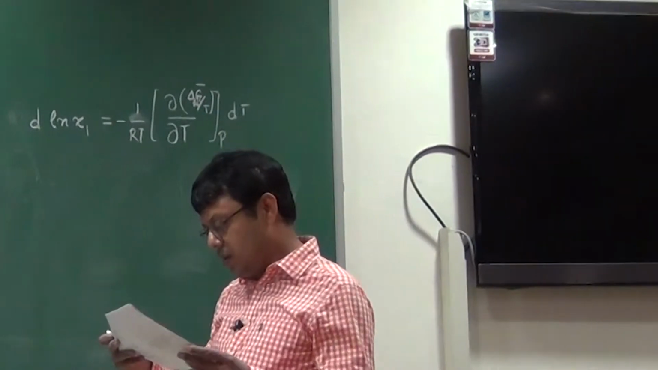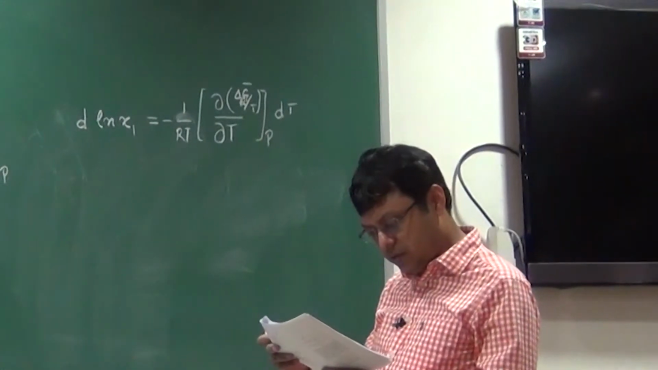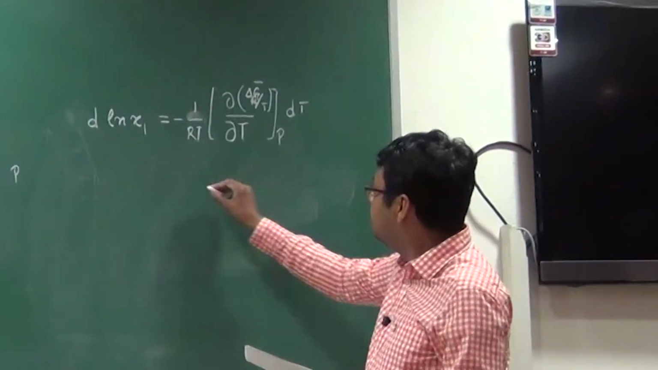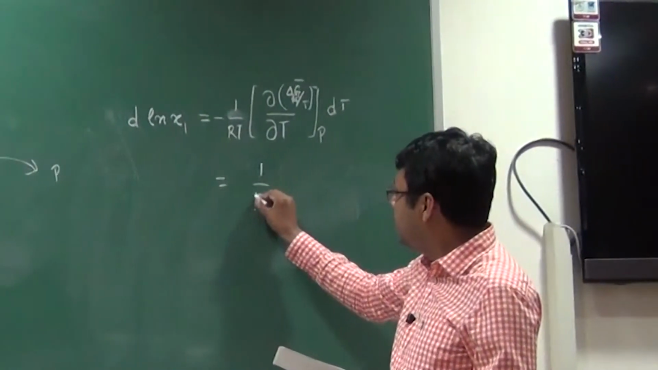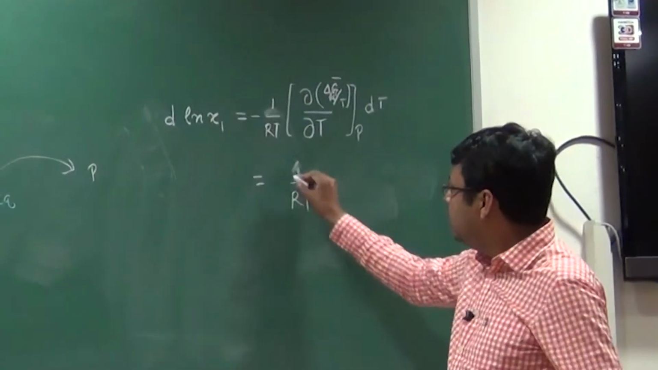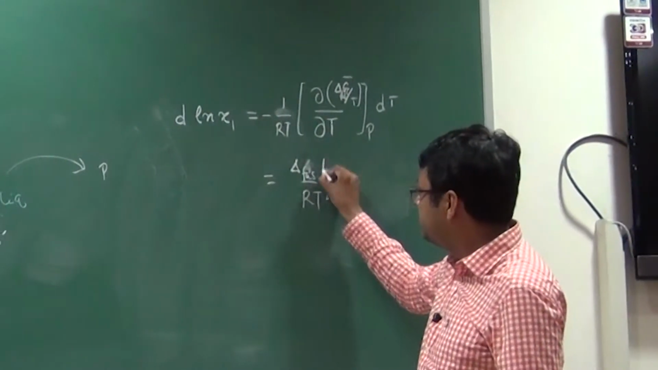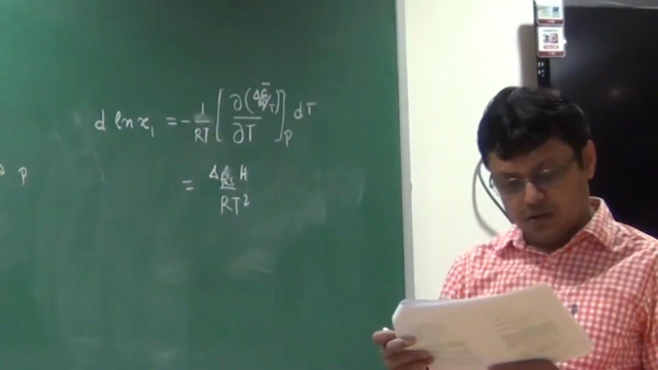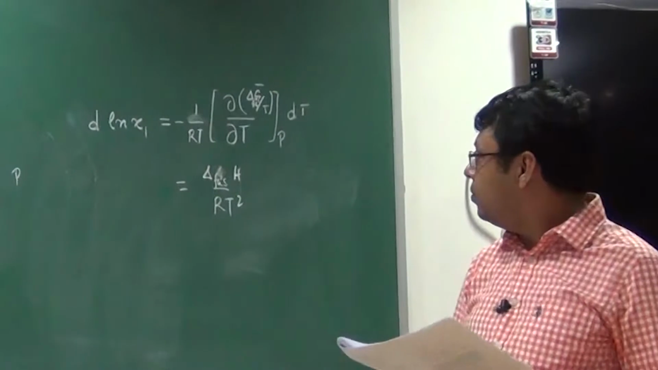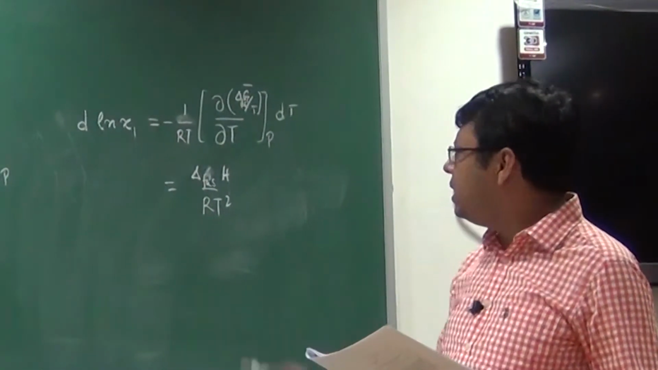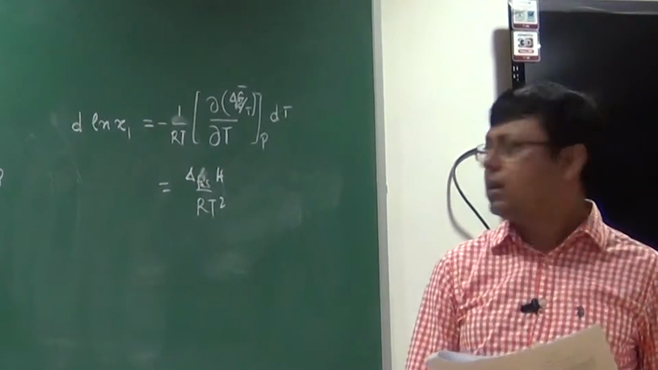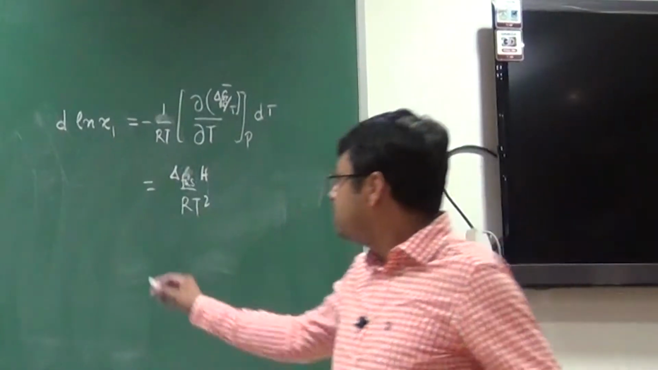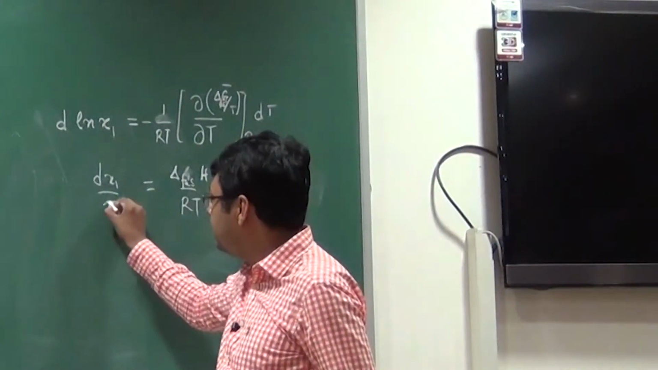So what we will have finally is, let me check the notation here. Yeah, that's fine. It is 1 over RT square, and I have delta fusion H. Clear? Now we can actually integrate it, basically between the two limits. Now d ln x you already know what it is. It is nothing but 1 over x1 dx1.